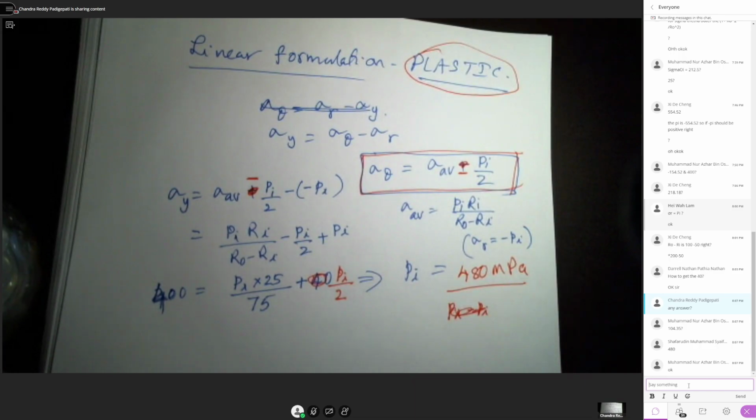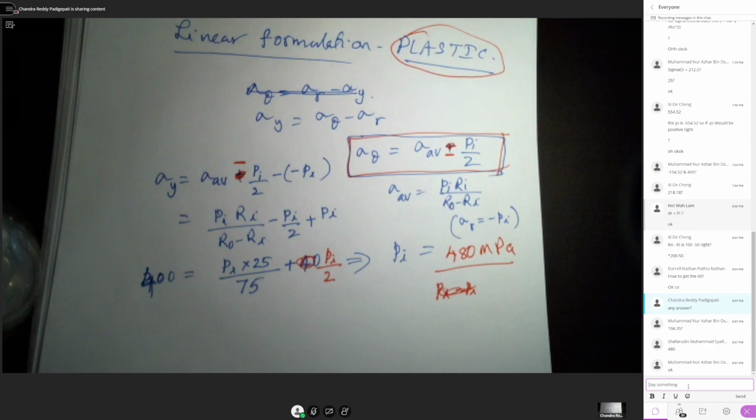Then part D, I'll leave it to you. So how to draw the residual stress distributions. We have done it in one of the assignments earlier, so you can follow the same way. Then with that, I think we have completed all the things related to your second assignment.